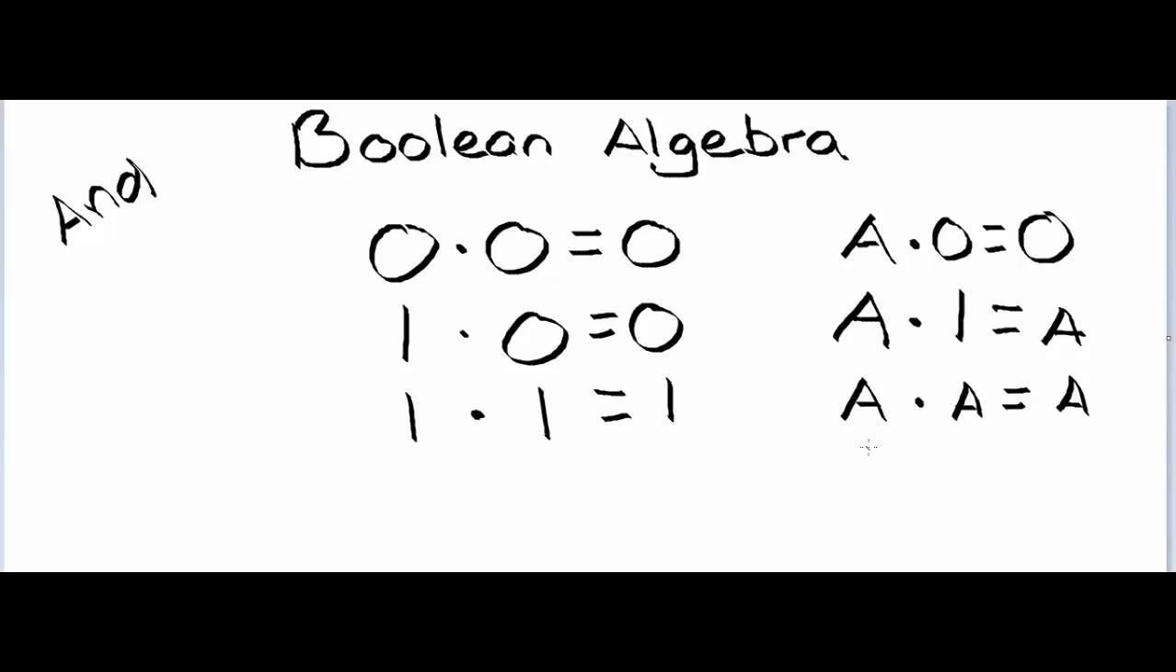Finally, we can say that A multiplied by not A is always going to equal 0. The reason for that is if A is 1, then we do 1 times 0, because it's not 1, which is going to equal 0. And if A is 0, then we do 0 times 1, because it's not 0, and that's always going to equal 0. So that rule works.